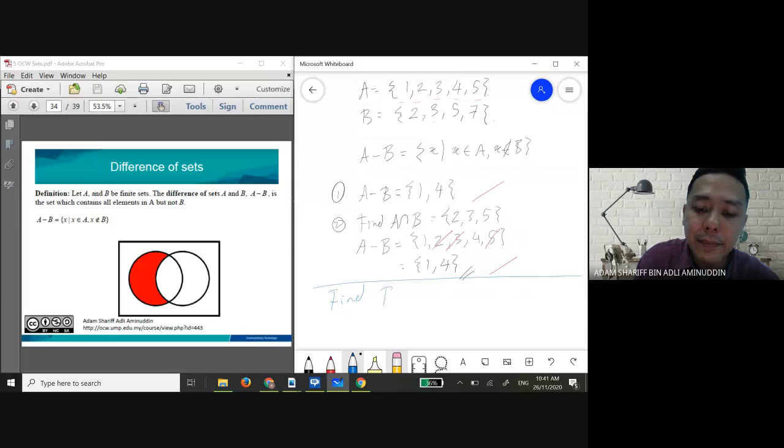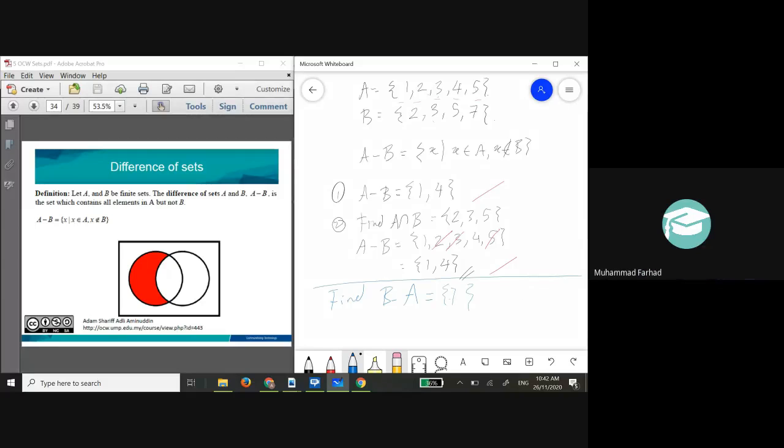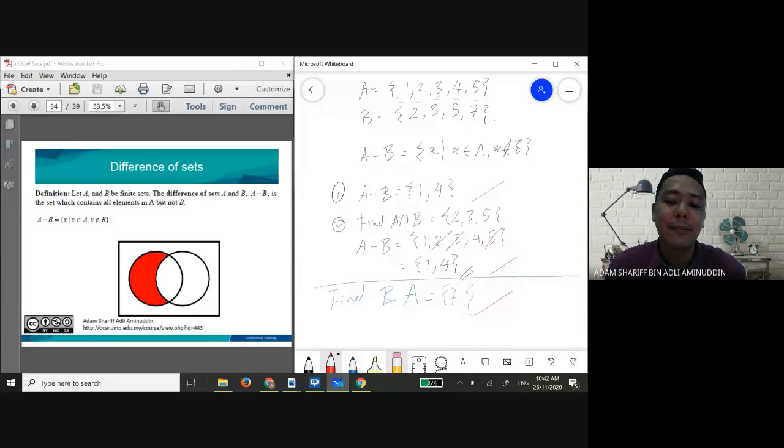Find B minus A. Apakah jawapan dia? 7. 7 saja ke? Betul. Very good. Memang senang. B minus A is the element that is uniquely exists for B but not in A.